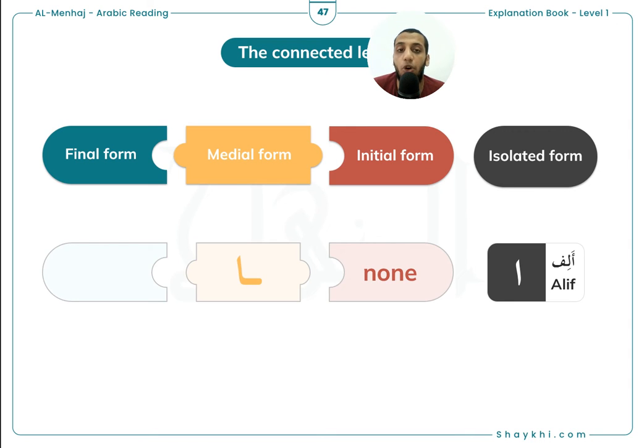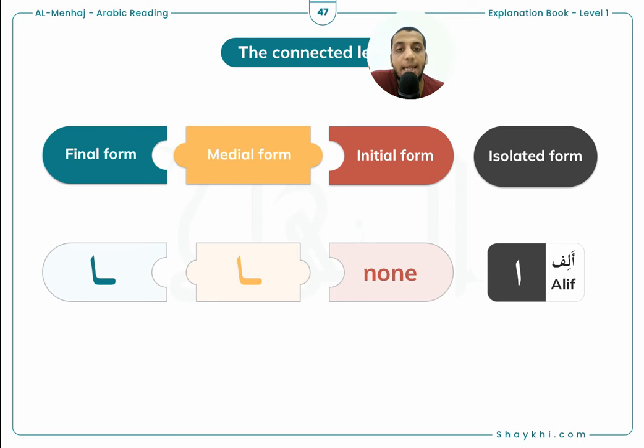So what about the middle form? This is the middle form of the letter Alif. As you see, this line, and then we will write this Alif. This line makes it connected to the letter before. The same goes for the final form, the same shape. So the middle form and the final form of Alif are the same.